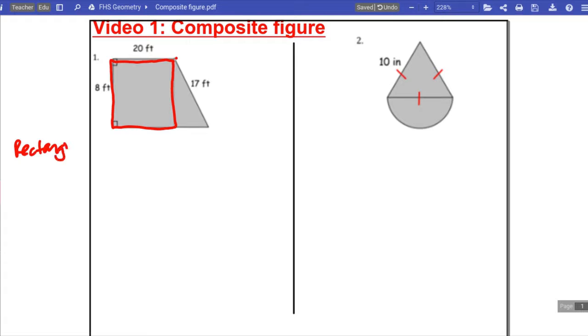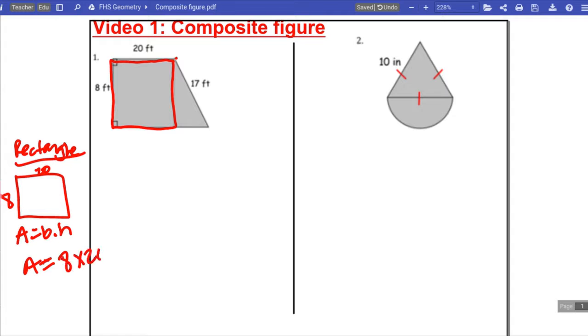And it looks like they gave me this 8 here and 20 here. So the formula is base times the height. So just multiply those two numbers. 8 times 20, A equals 160.